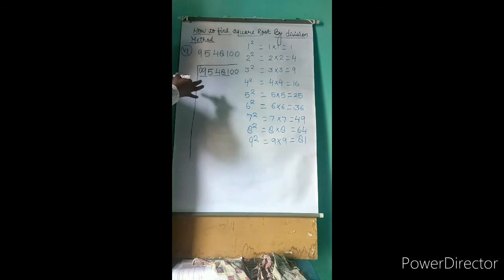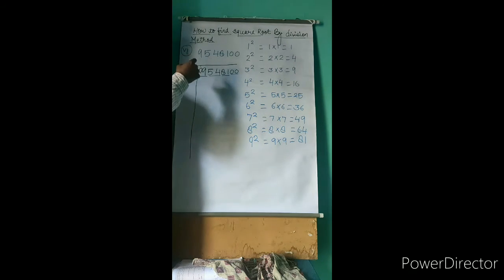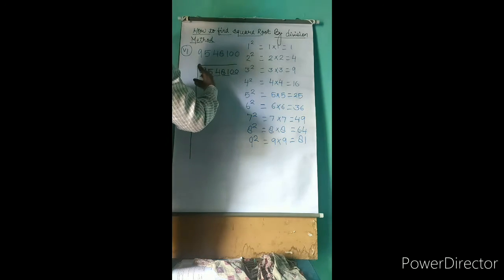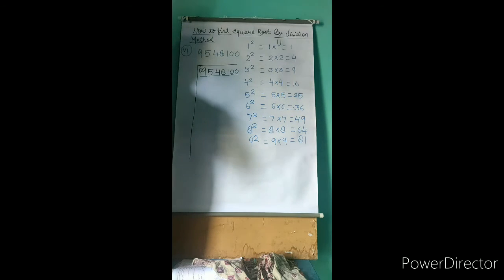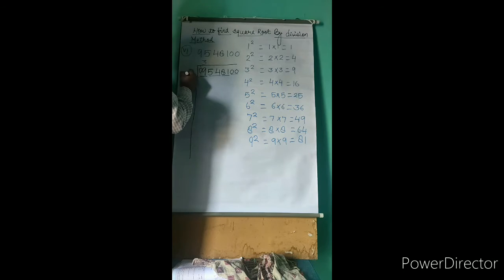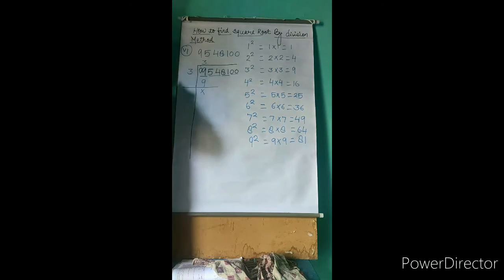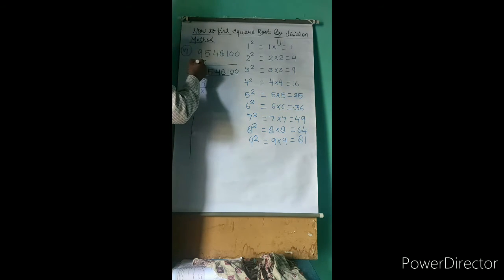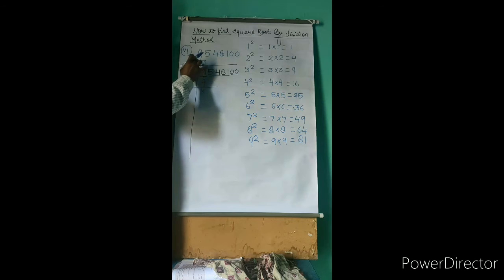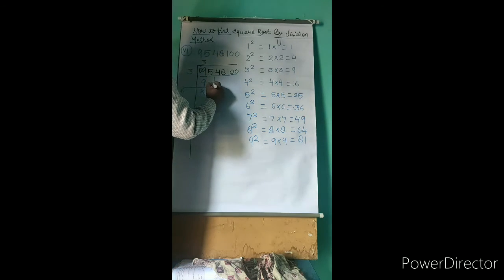Now we take the first pair, that is 9, and we see a number whose square is equal to 9. So 3 square. Here we write 3 upside and 3 right here. 3 multiply 3 is equal to 9. Nothing is left. And then 3 plus 3, after doing this you add it. Here you will get 6.